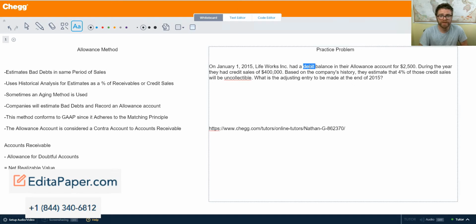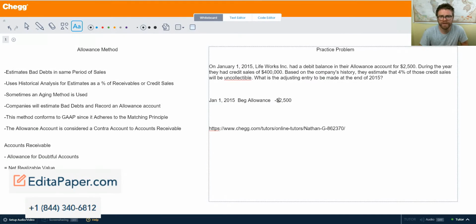So we know that credit balance is positive. Therefore, if it's a debit balance in allowance, it's actually negative. So I'll just go ahead and start over here. We'll do something like a timeline to show you exactly how this works. So we'll start on the left side here for January 1st, 2015. The allowance account has a negative $2,500 balance. What I call your beginning allowance. Negative 2,500. So start there.